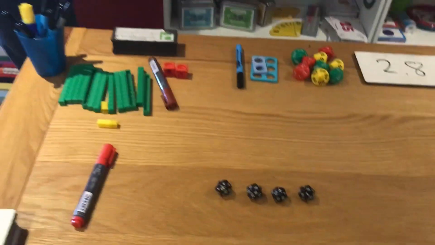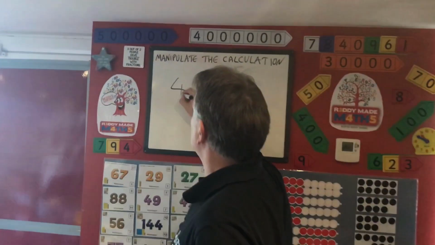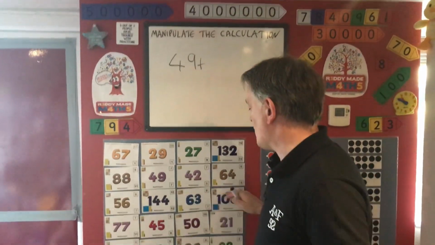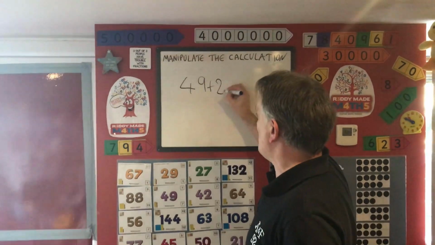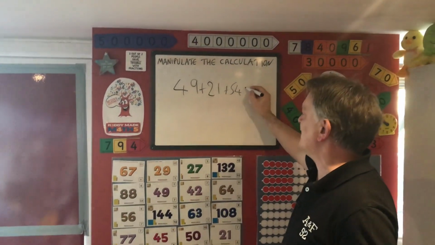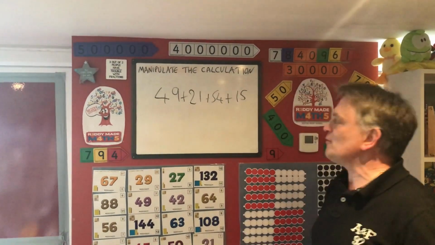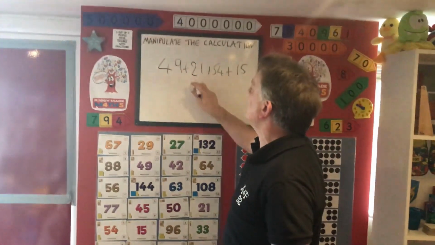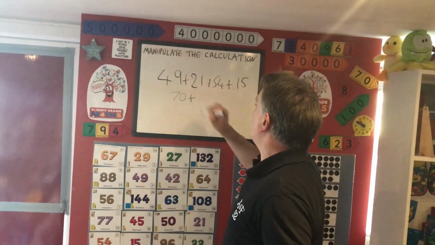So I'm going to get the 6th number, which is 49. The 16th number for 8, 12, 16, which is 21. The 17th and 18th, which is 54 and 15. To be honest, I don't really think I need to do much manipulation on this one because I've already got a straightforward number bond there. That's giving me 70.